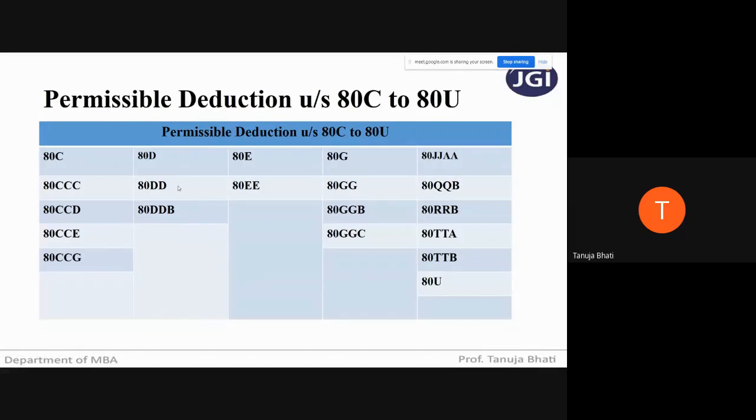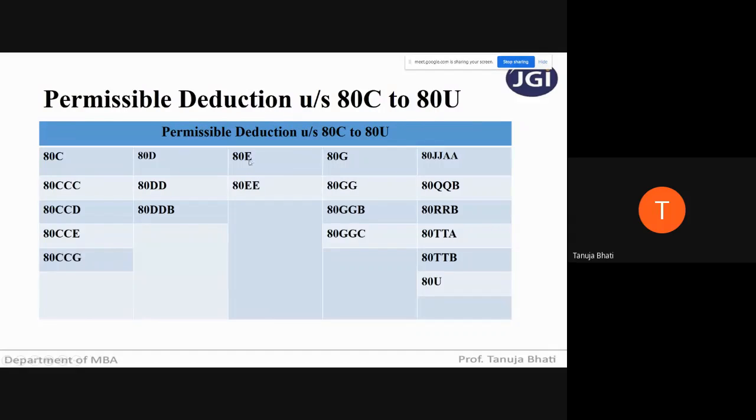So we were in 80DD. He is going to get a flat deduction of 75,000, and suppose there is a severe disability. Severe disability means 80% or more he is disabled. He will get a deduction of 1,25,000. Next is 80DDB. 80DDB is a deduction that is given to an individual when he is spending for medical treatment of specified diseases. And the deduction here is 40,000, and 1 lakh if it is a senior citizen.